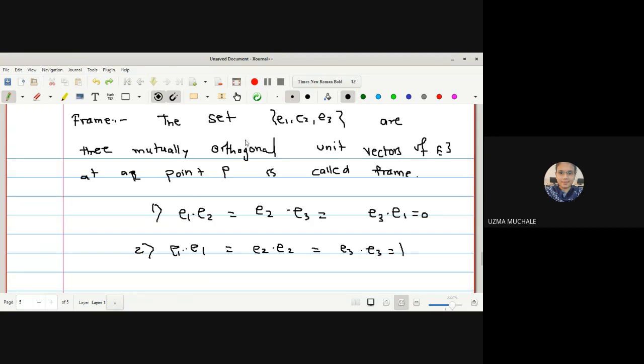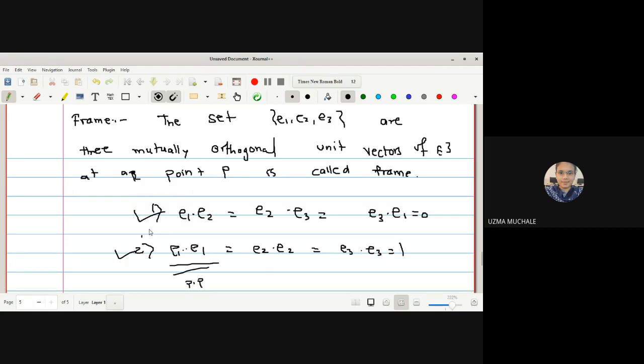This is nothing but your orthogonal vectors, no? Orthogonal means what? The dot product of these two is equal to 0. Orthonormal means what? Their norm is 1. P dot P is nothing but your norm, right? So if the norm of any vector is equal to 1, it is orthonormal, and if they are perpendicular to each other, then it is orthogonal.